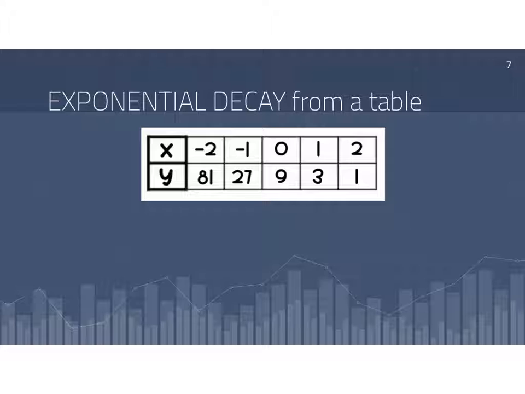Now we're going to look at exponential decay from a table, and for decay we know that b has to be less than 1. So I'm going up 1 on my x, and I am multiplying by 1/3 or dividing by 3. Now looking for my y-intercept, it's where x equals 0. So the equation here is going to be y equals 9 times 1/3 to the x power. And if I were looking at this equation, I can tell that it's decay because that b value is less than 1.